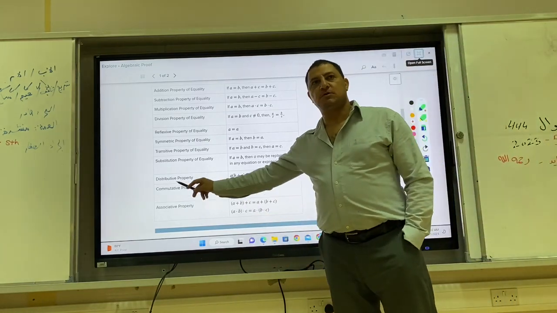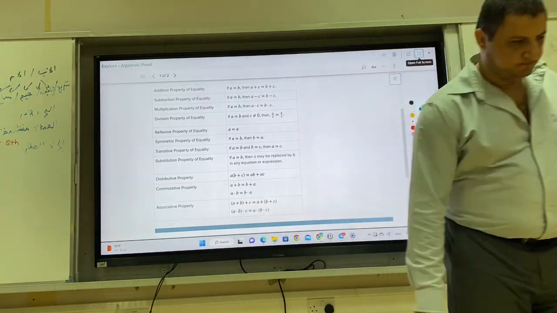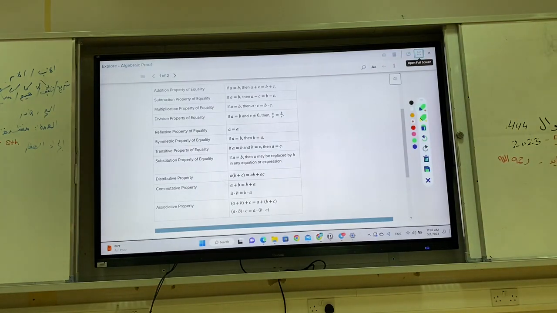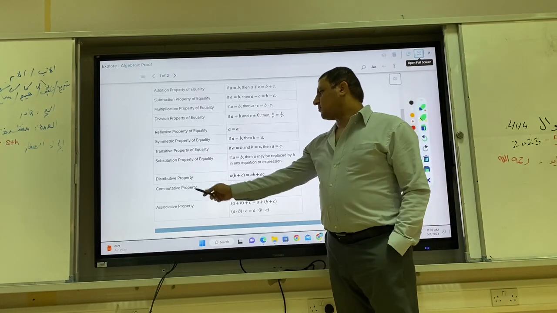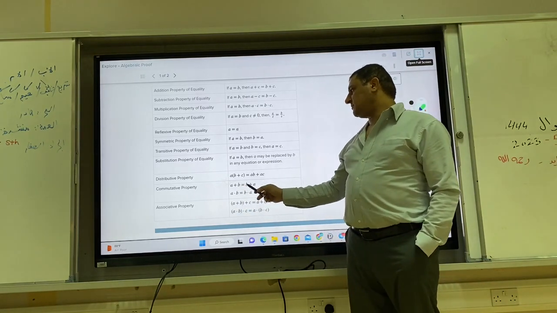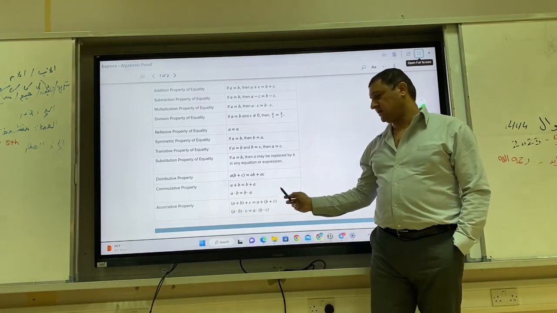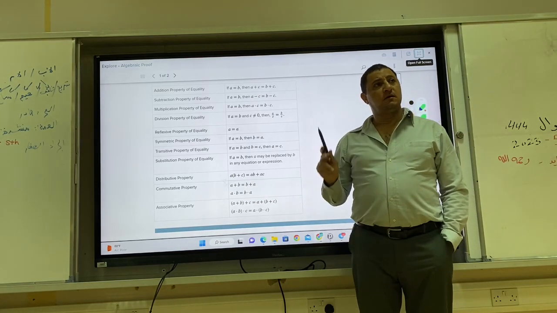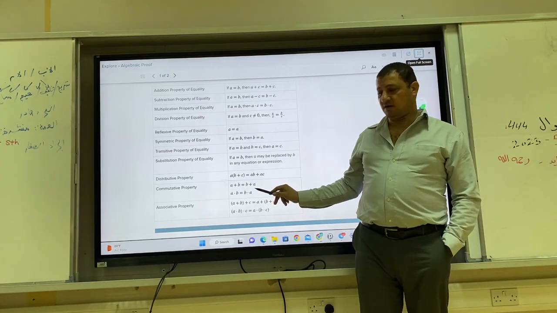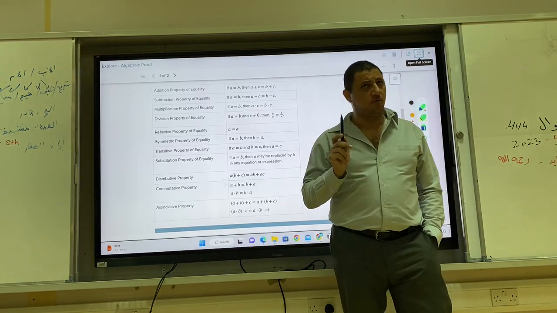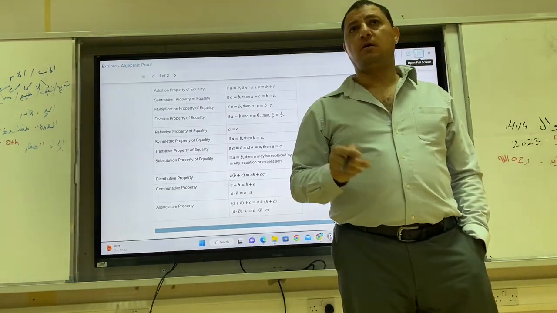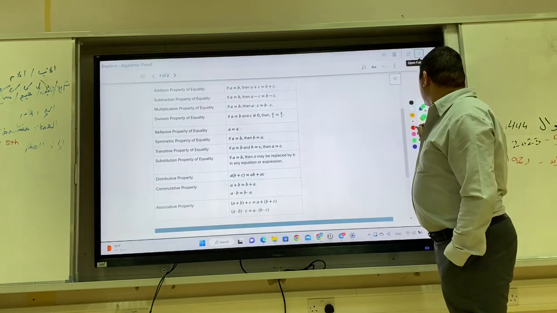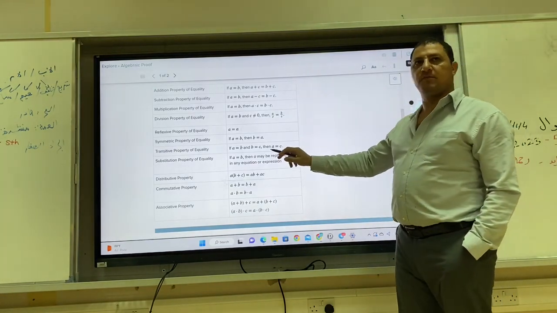Commutative property. Okay, what's the commutative property? When A plus B equals B plus A, and when A times B equals B times A. This works only for addition and multiplication. It does not work for subtraction or division. And I'll give you a real example with numerical numbers.